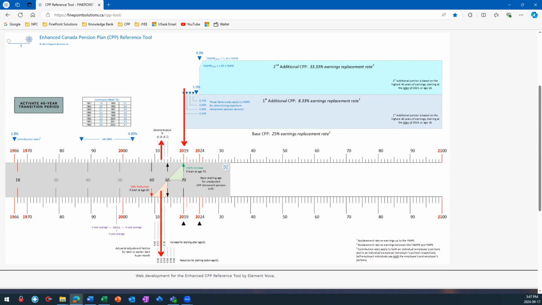That's it. That's the basic operation of the age scale.